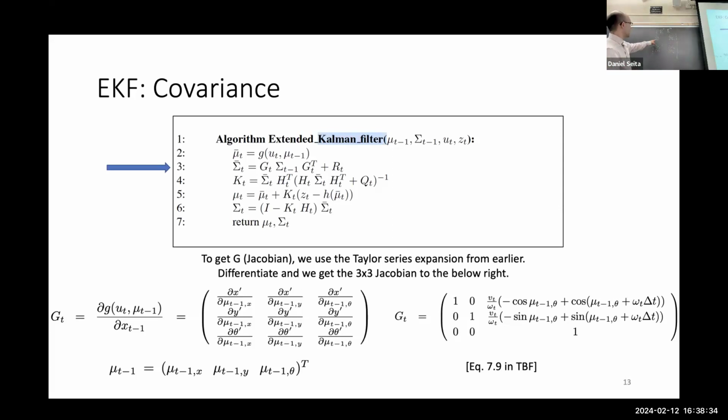And by the way, just to see how this works: F1 through Fm is the m-dimensional output. That's all the x prime, y prime, and theta prime. And x1 through xn are the different components of what is input. So that's the mu t-1 here. That's why it goes x, y, theta, x, y, theta, x, y, theta here.